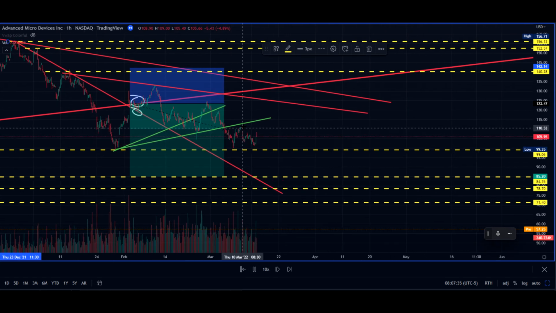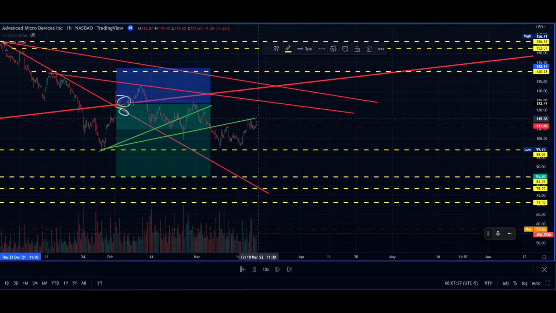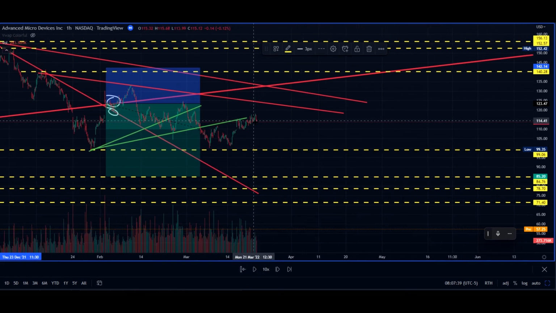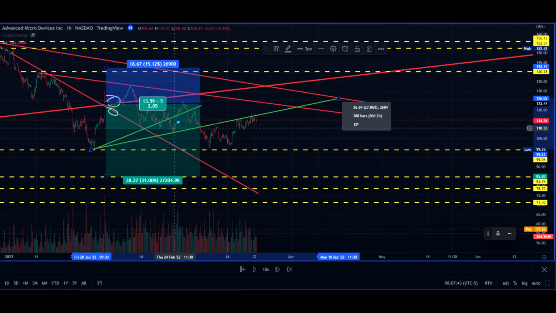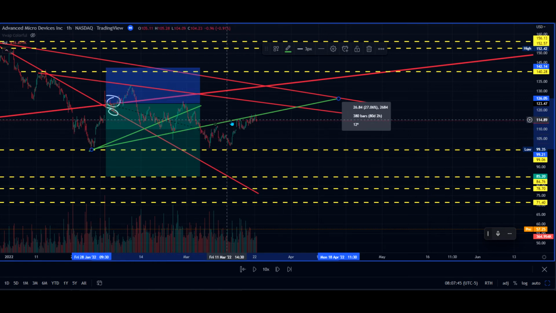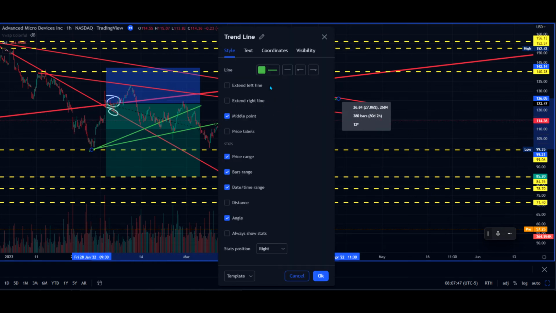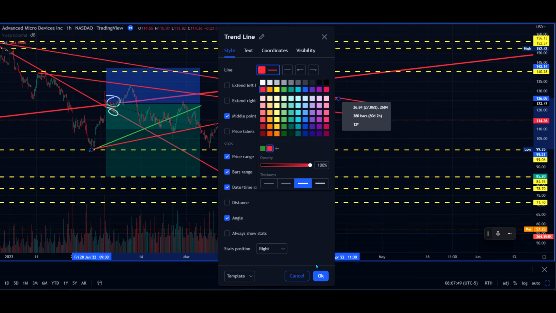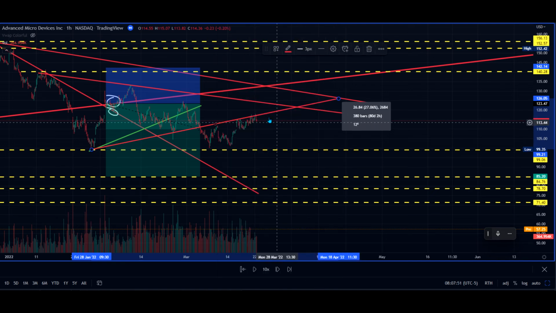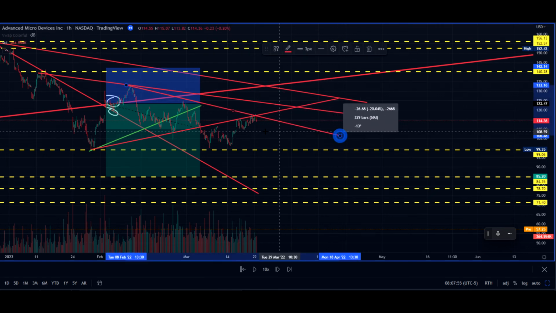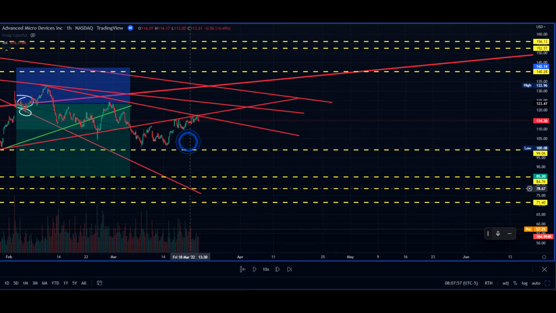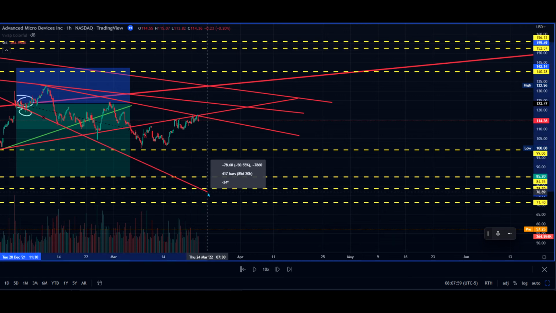Okay, so it's now rejected this on the back side of it. This looks like it's holding as resistance. Let's expand it. See the flip here? Support, support, support, resistance. See the flip? We're going to turn it red. It's kind of hugging it from the back side now. We have another trend line popping out here. So once again, nothing but red trend lines on the top.